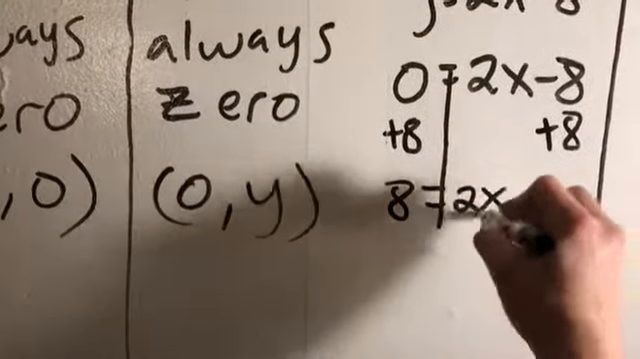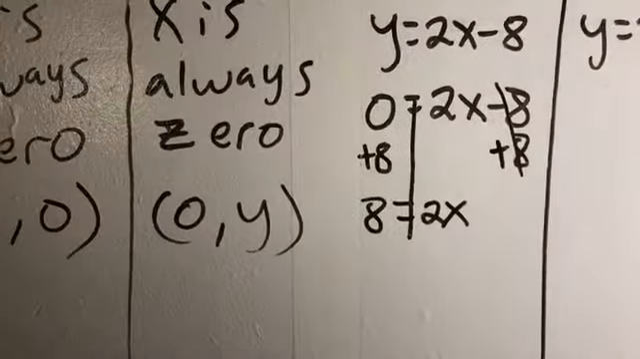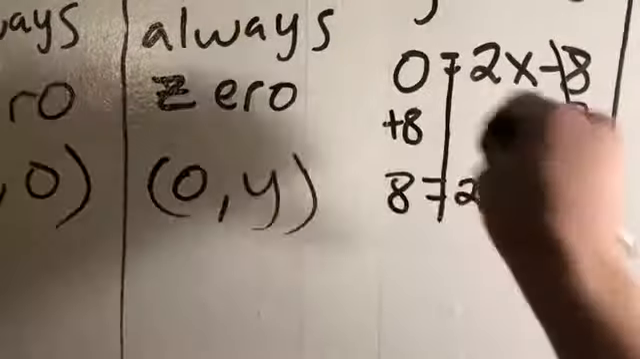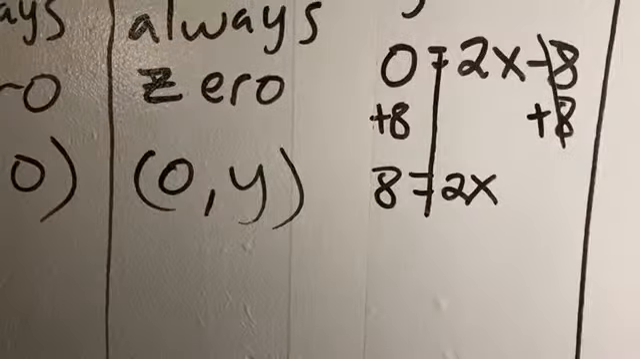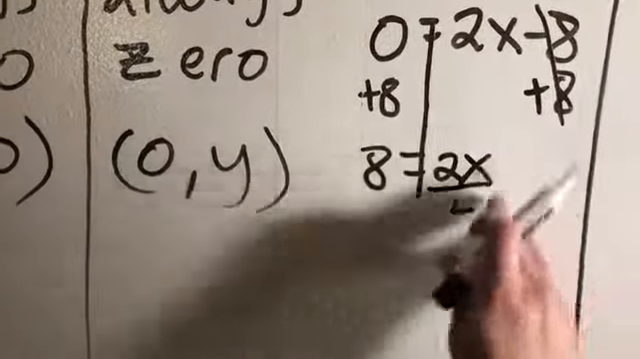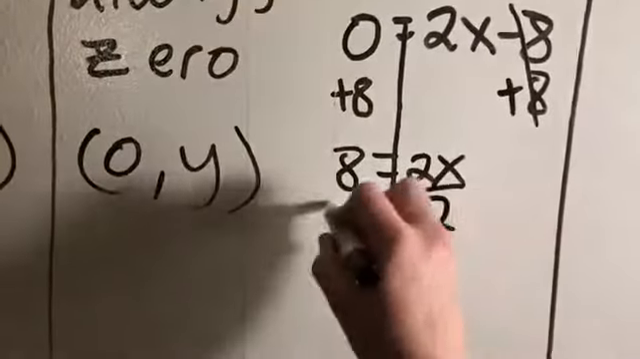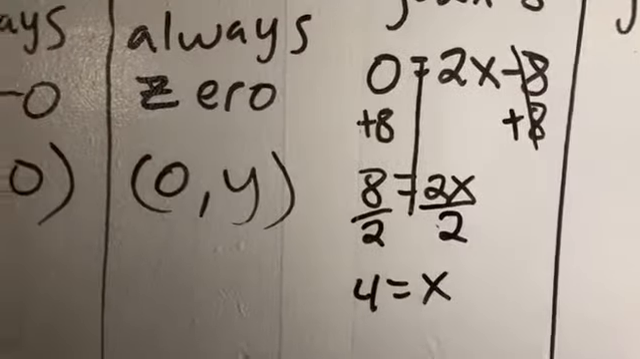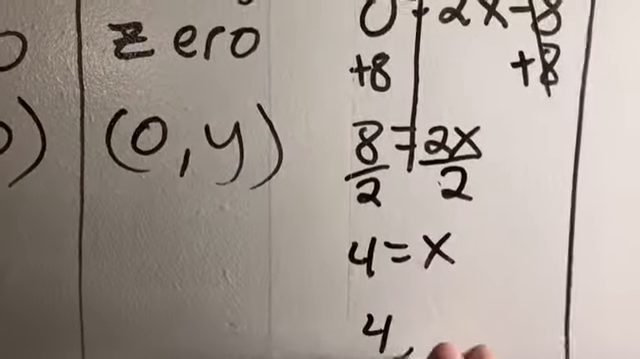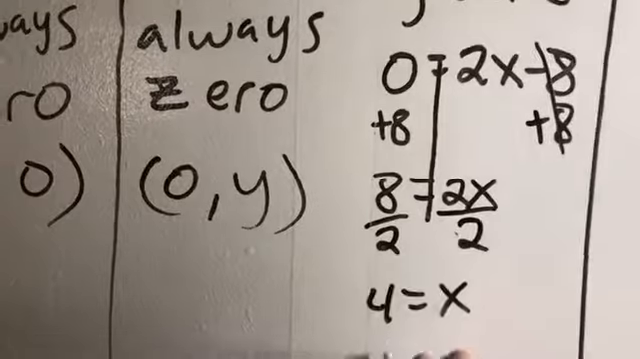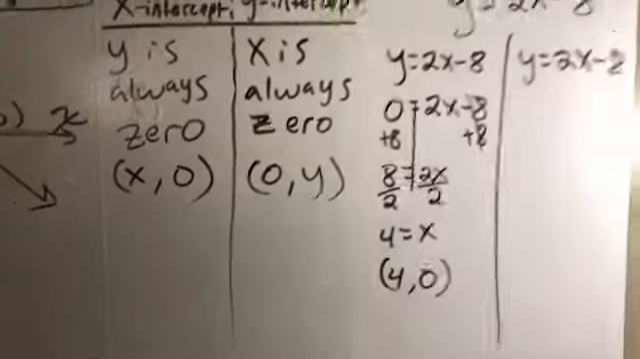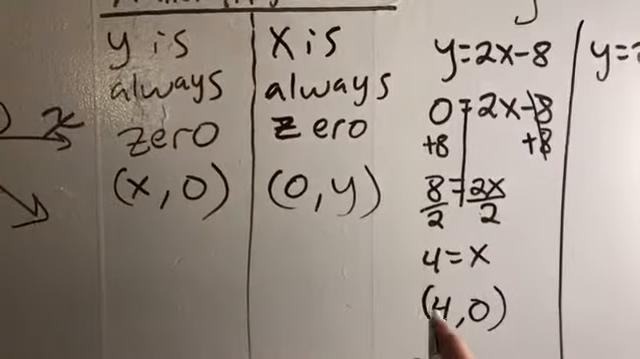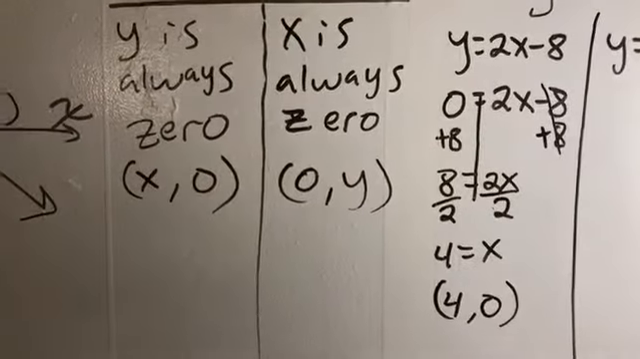We'll have 8 equals 2x. Negative 8 plus 8 is 0. 2x, whenever the number and letter are attached, that's 2 times some number x to get 8. The opposite is division. And we get that our x is 4. So the x-intercept is at 4, comma, and whatever we plug in for the y, which had to be 0. When you have an x-intercept, we're going to have a number for x, and y will always be 0.